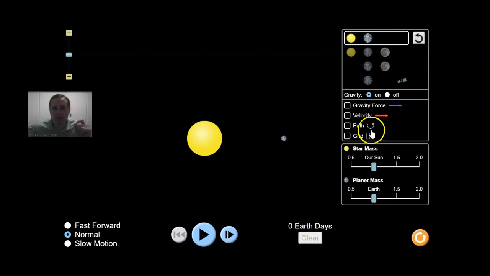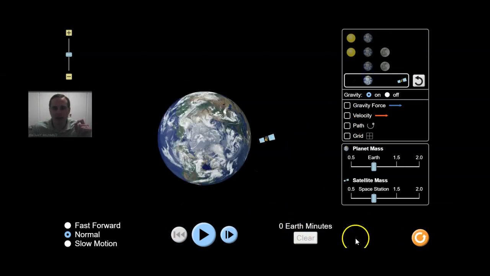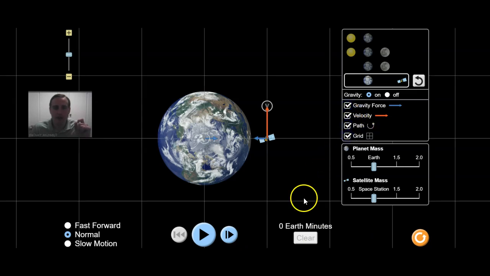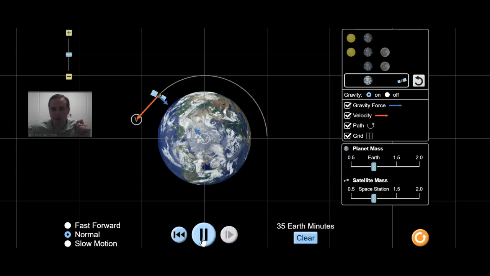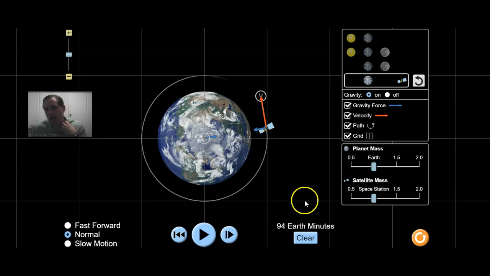Okay, so I reset. I want to go back to here, and let's do velocity, gravity force, path, and grid. And let's go 3, 2, 1, and keep your eye on Earth minutes. So we're going to go one full rotation, and right around there, approximately. So notice that it's just over 90 minutes.